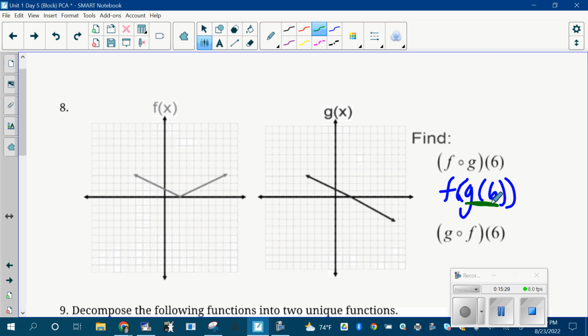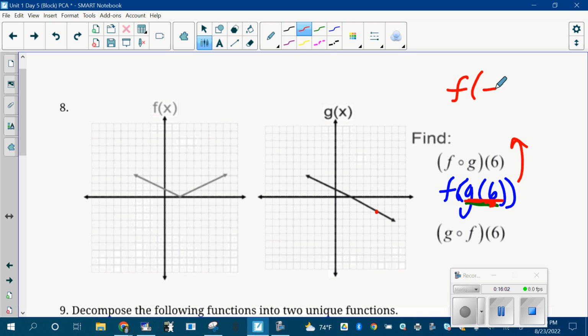Well, I don't have an equation to stick 6 into, but I have a graph. In other words, when my input is 6, when my x value is 6, what's my y value? I'm going to do this inside part first. I'm going to go to the graph of g. I'm going to go over to x is 6. 1, 2, 3, 4, 5, 6. And I'm going to say, oh, my y is negative 2. So g of 6 is negative 2. When you have an x value of 6 in g, the y value is negative 2.